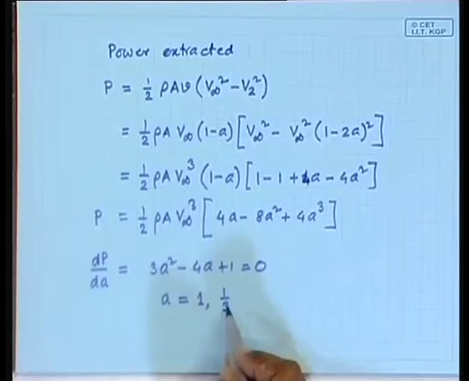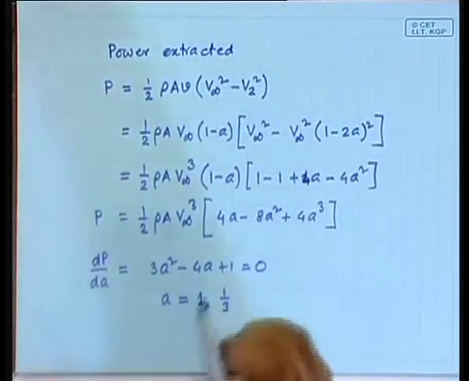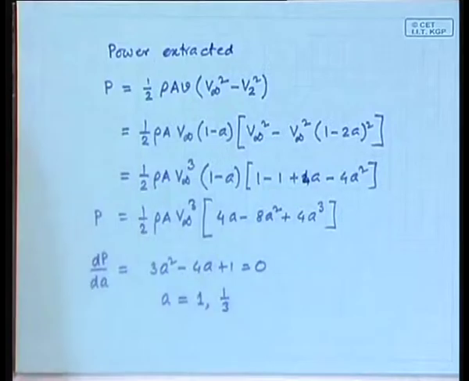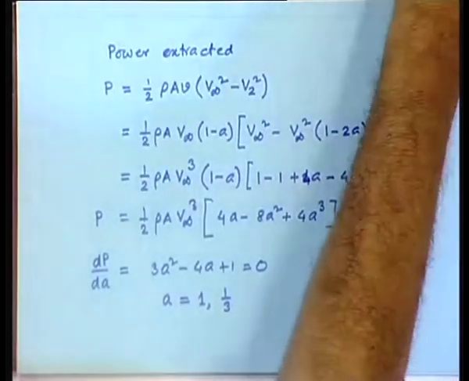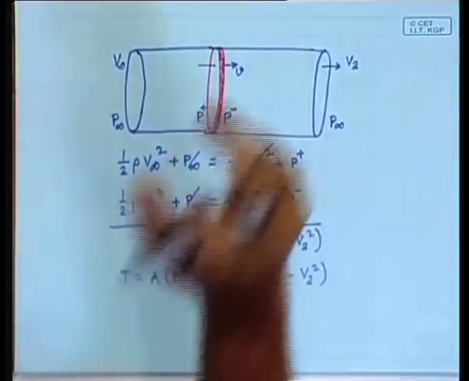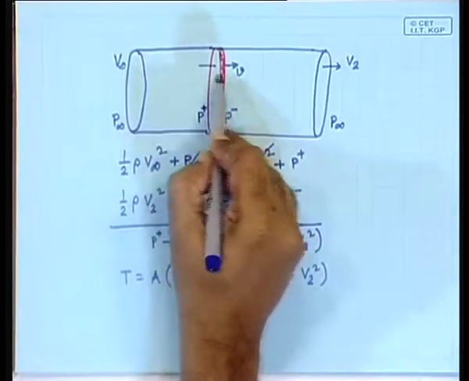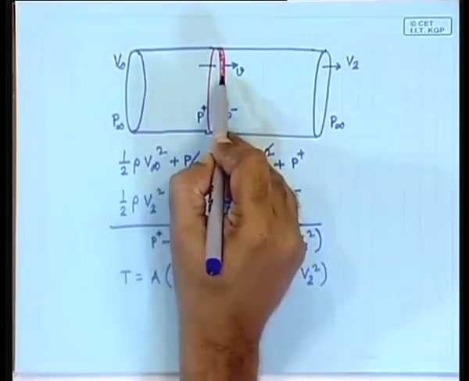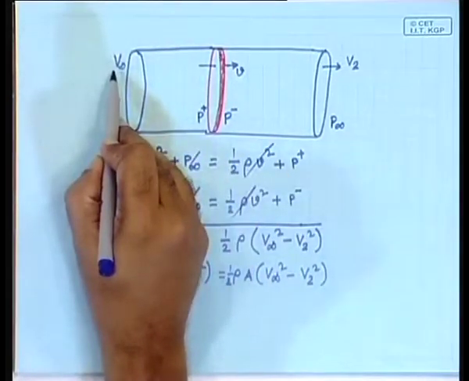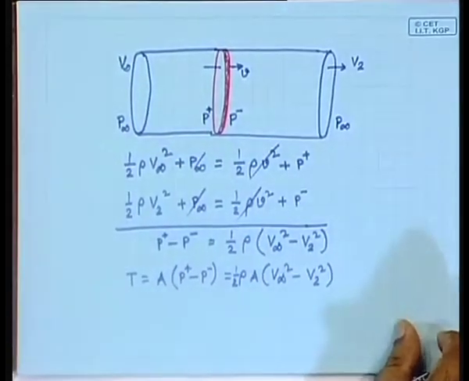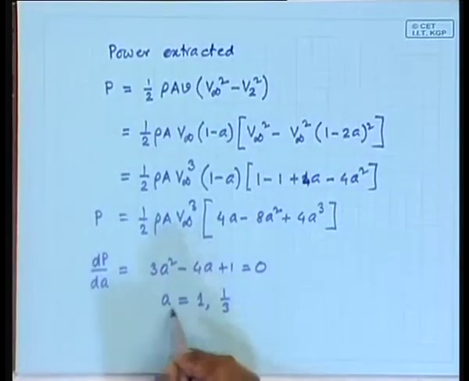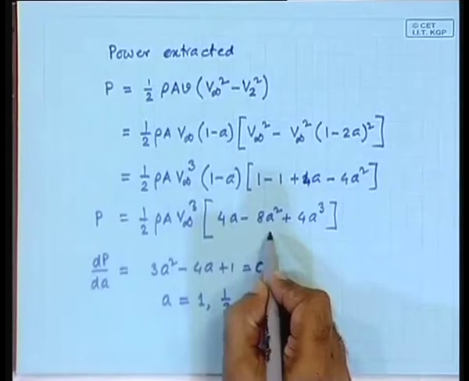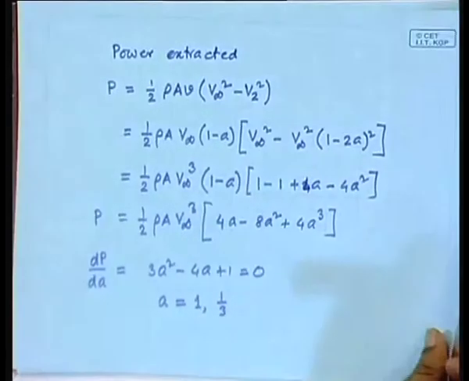So, a very counterintuitive decision that the maximum power can be extracted only when A is 1/3. When A is 1/3, good. So, where was the picture? Here, which means that the maximum power can be extracted only when the speed when it goes through is 2/3 of V infinity, because it is defined as 1 minus A. Fine. So, now we can substitute this here, 1/3 here. So, see what you get.